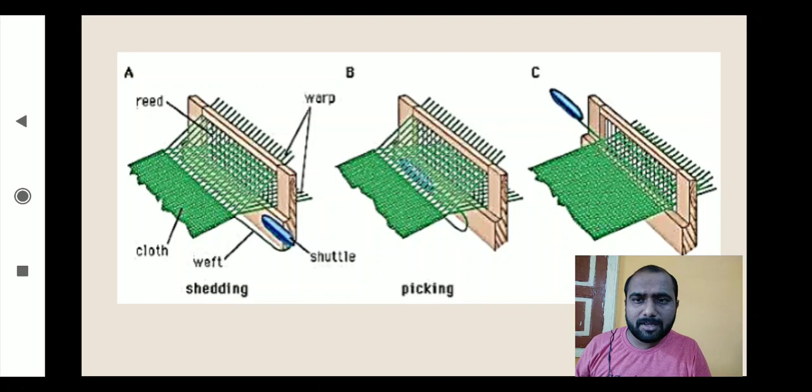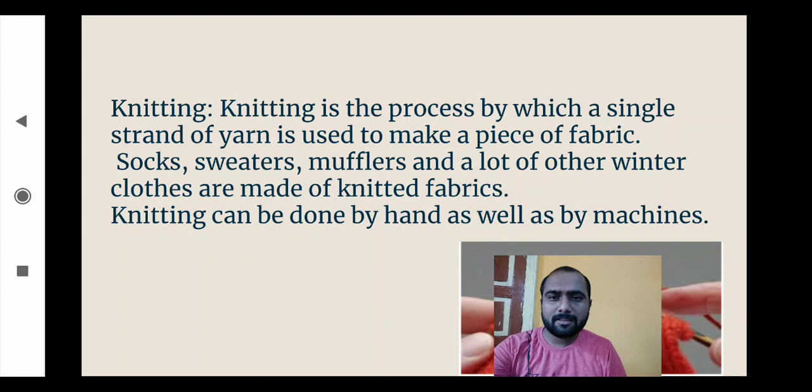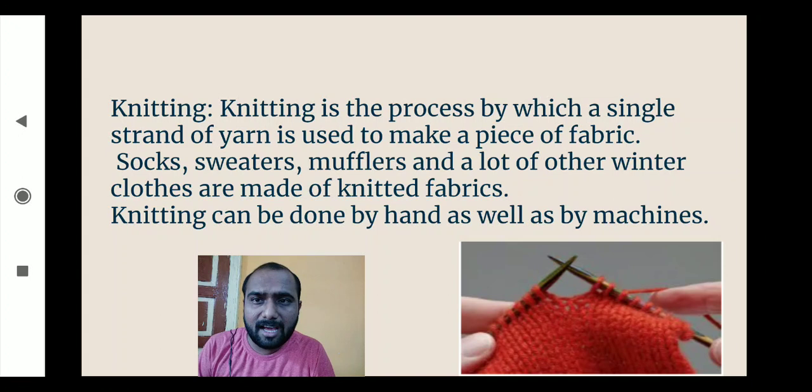Let us see what is meant by the knitting method. The knitting method is the process in which a single strand of yarn is used to make a piece of fabric. What I see in the weaving method is that there is a connection between two yarns or two threads. Understood? So many threads are required, but there is an interlacing between two threads. But if you talk about the knitting method, how many threads or how much yarn is required over here? A single yarn is required.